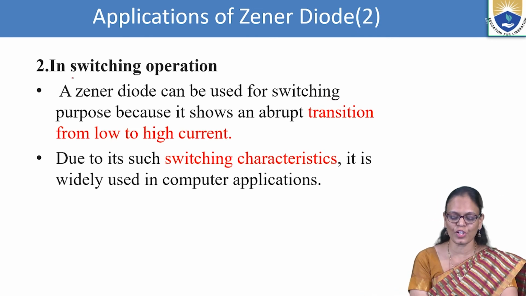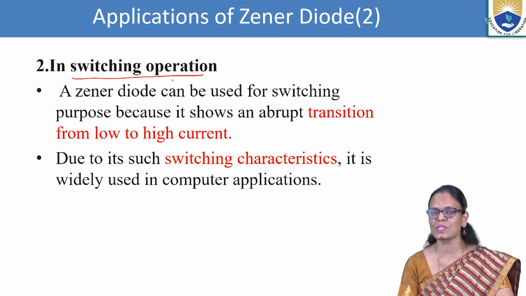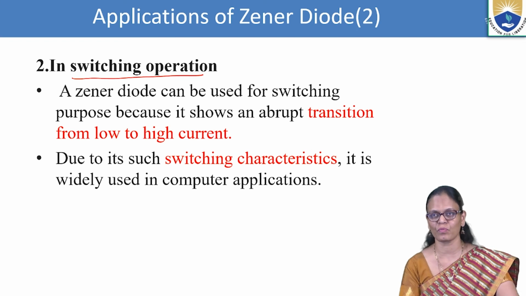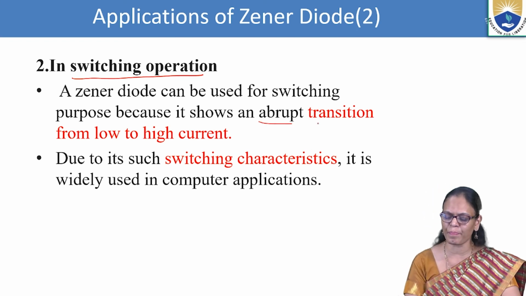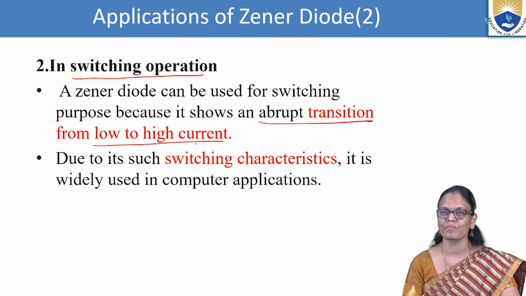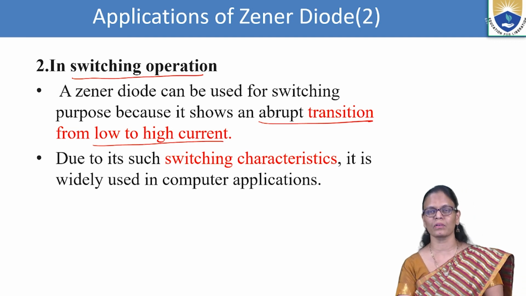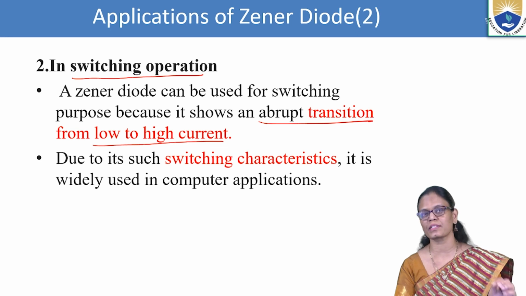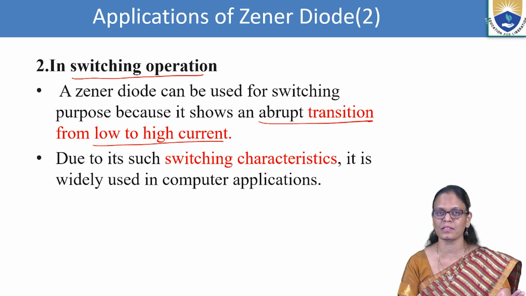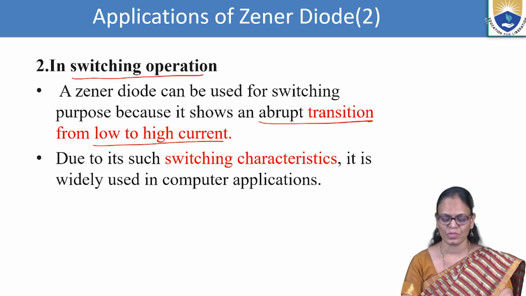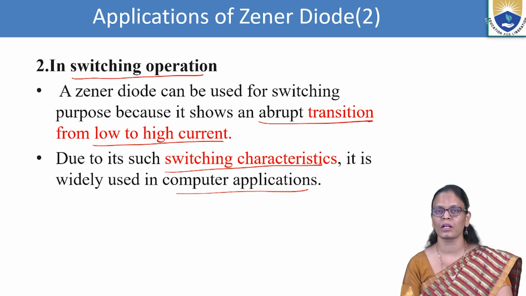Next one is in switching operations. We also use a Zener diode in switching operation. Why? Because there is an abrupt transition from low to high. Initially the current is very low, but once there is a Zener breakdown, there is a sharp rise in current. The current increases rapidly without much increase in the voltage. Because of this switching characteristic, it has a lot of applications in computers.